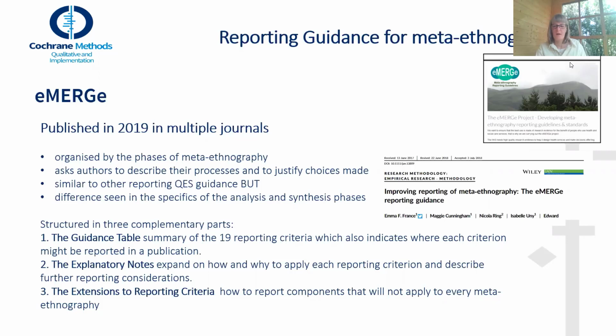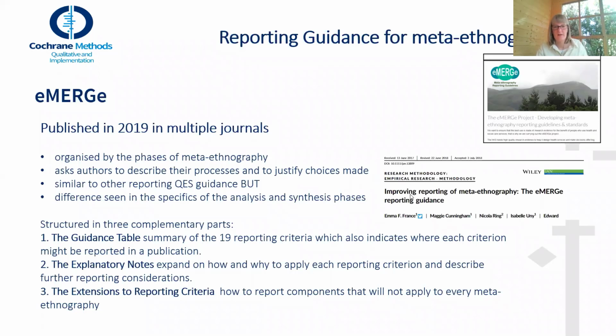As I said, unfortunately Dwight Hare died a number of years ago, but George Noblit was hugely involved in the development of the reporting guidance for his own method, which is just lovely. It's really interesting listening to him talk about how they developed the method and why, and its popularity in the States compared to its popularity in the UK, particularly now. So the reporting guidance for meta-ethnography is called eMERGe. It was published in 2019, and to show its prominence and importance, it was published in multiple journals.